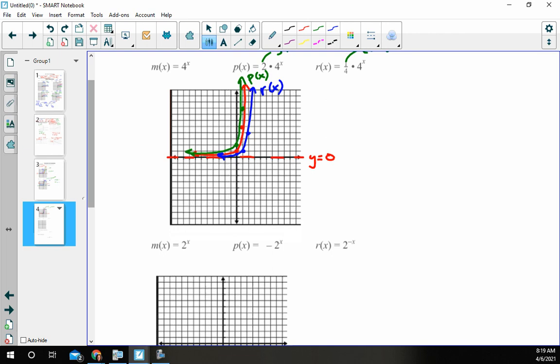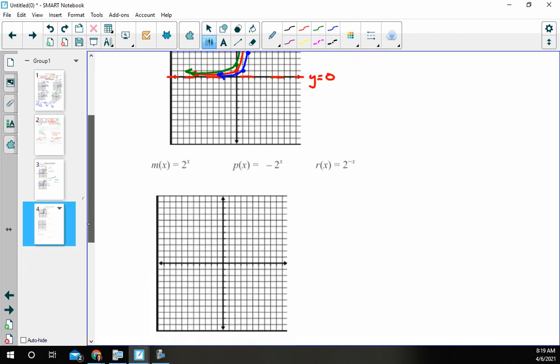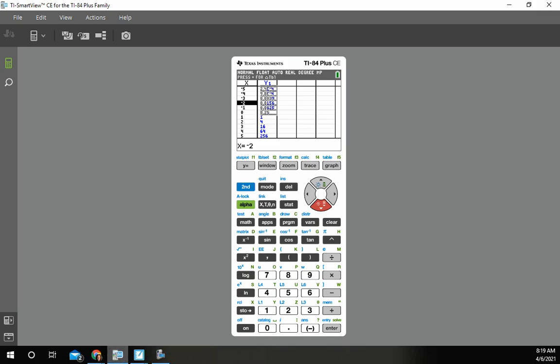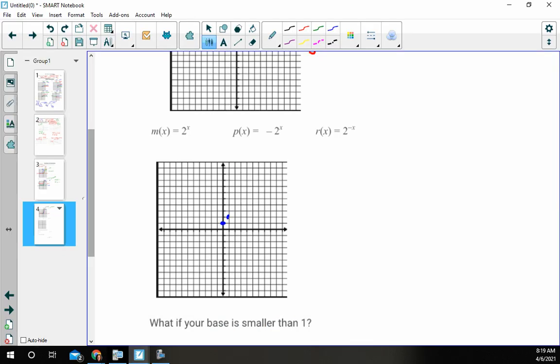So what I'm going to do, guys, is if you want to kind of do it on your own, you can. Otherwise, I'm going to try to get through this next one a little bit quicker here. Is everyone good with the stretch compress? Okay, so we already did 2 to the x before. So 0, 1, 2, 4.